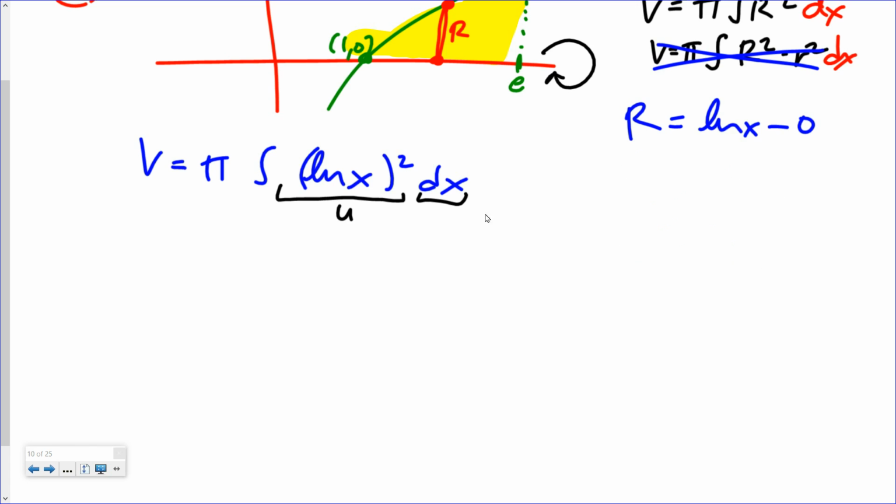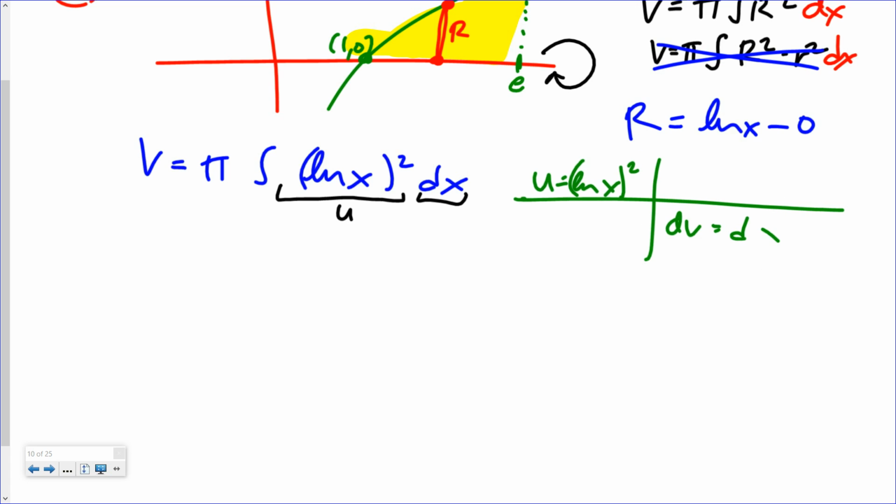Okay, my u is equal to ln of x. So let me just go ahead and do a chart. My u is equal to ln of x, actually ln of x squared. My dv is equal to dx. What's the derivative of ln of x squared? 2 ln of x raised to the first power times what? What's the derivative of ln of x? 1 over x. There's chain rule going on here. Okay. What's the integral of dx?